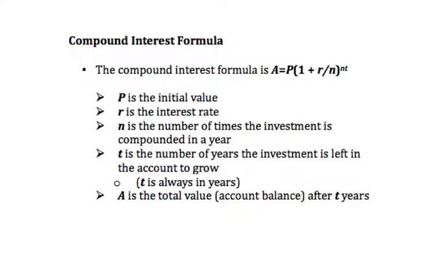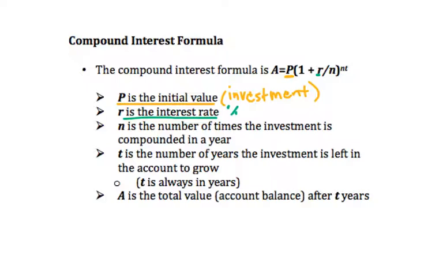Well, what do these things mean? First, let's start with P. P is our initial value. Sometimes we call it the principal amount, or sometimes we'll say it's the investment. Next, we have the R. The R is our interest rate, so this will be our percentage.